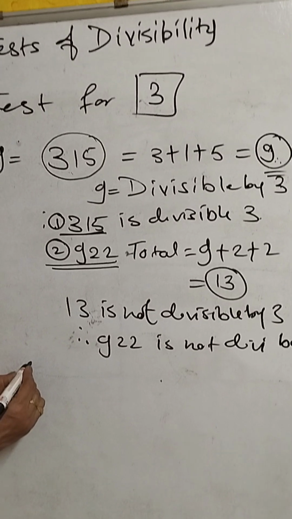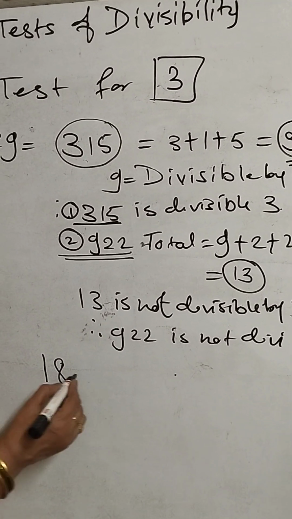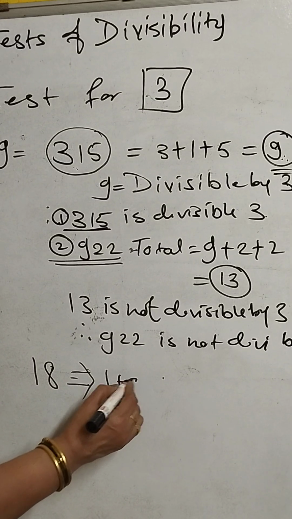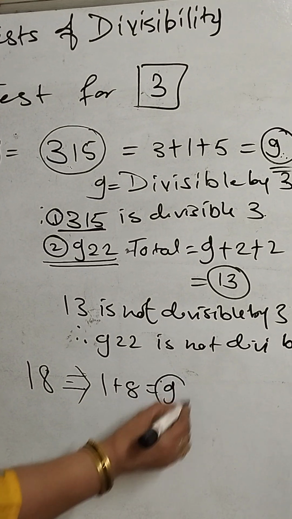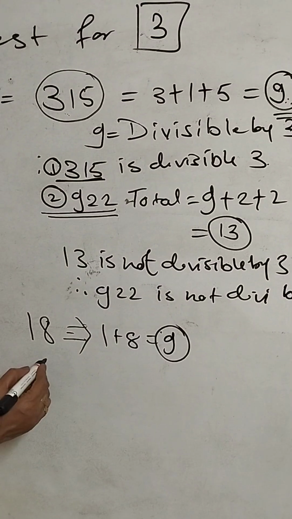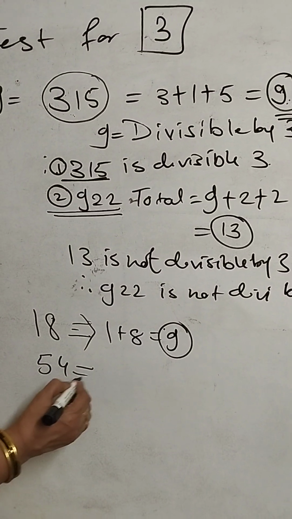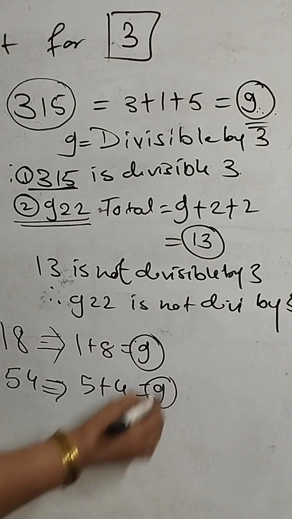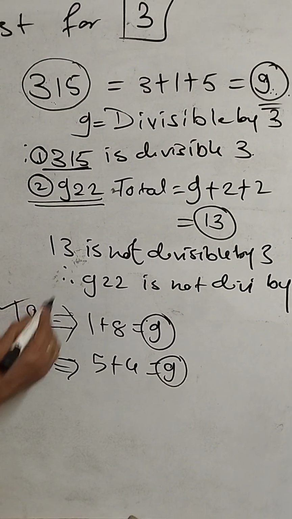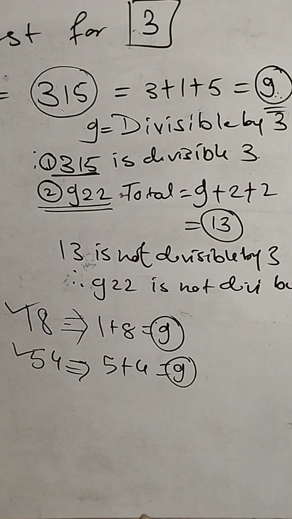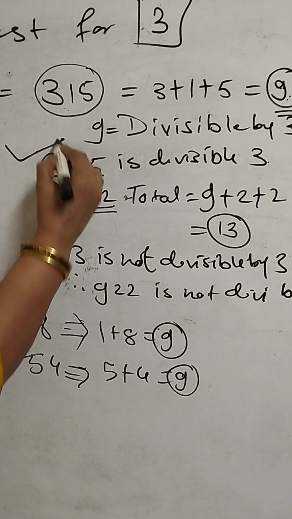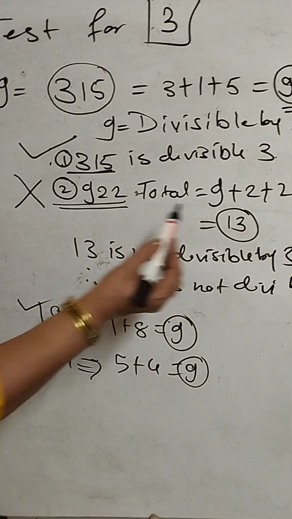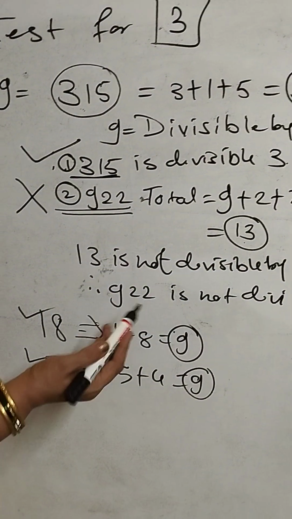Suppose one more example, an easy example, 18. What is the total of 18? 1 plus 8 is 9. 9 is divisible by 3. Suppose 54. 5 plus 4 is 9. Divisible by 3. So this number is divisible by 3. Only 922 is not divisible by 3 because its total is 13.